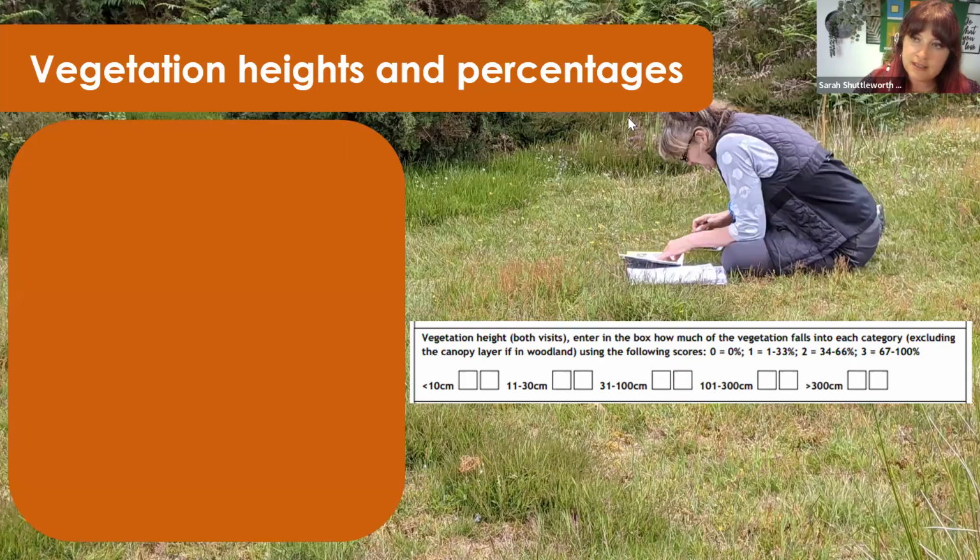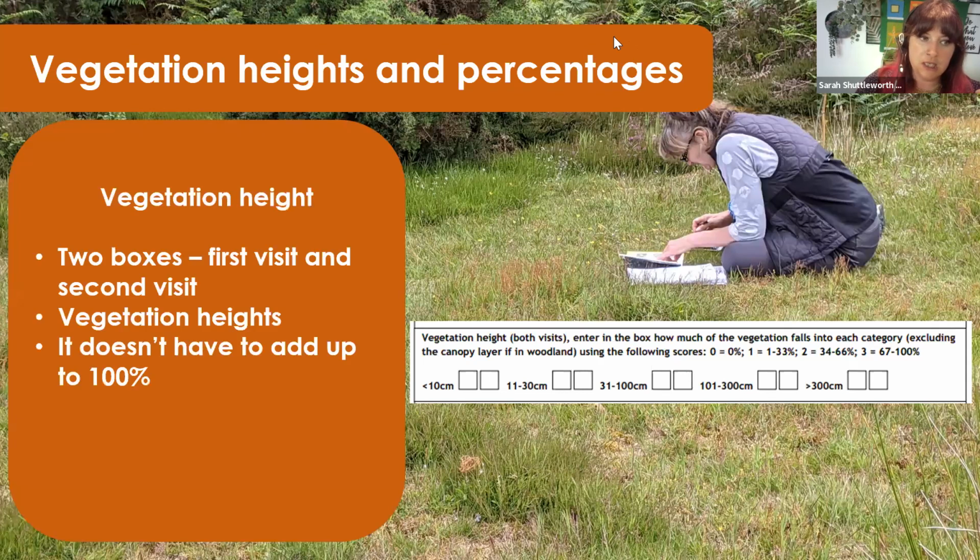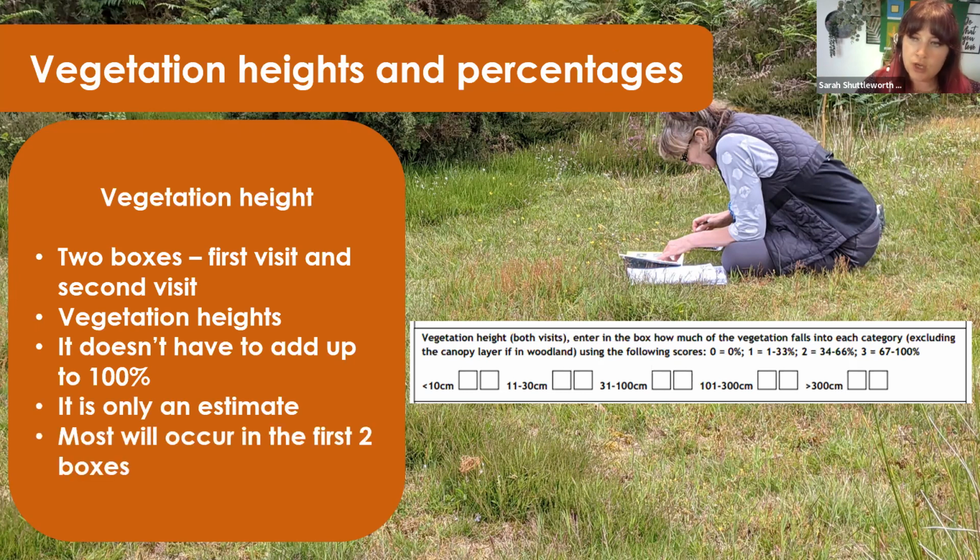The vegetation heights and percentages with grassland. So remember again, with your recording form, you've got the 2 boxes on the vegetation height, and that's for your first and your second visit. And the vegetation heights don't have to add up to 100%. So just always with a caveat to that. And it's only an estimate. But in all likelihood, most of your scoring will occur in the first 2 boxes, your under 10 centimetres and your 11 to 30 centimetres. And you might have the little bit sort of in that 31 to 100 centimetres, depending on the time of year and maybe whether it's been cut or grazed.